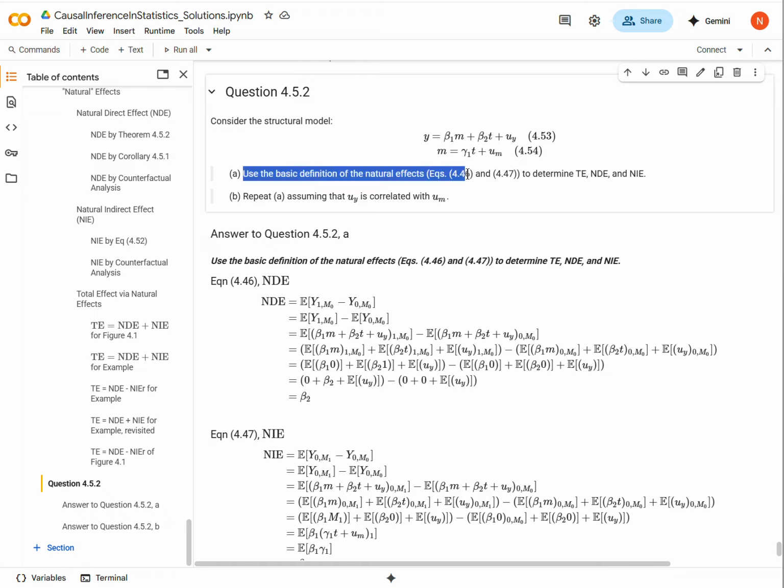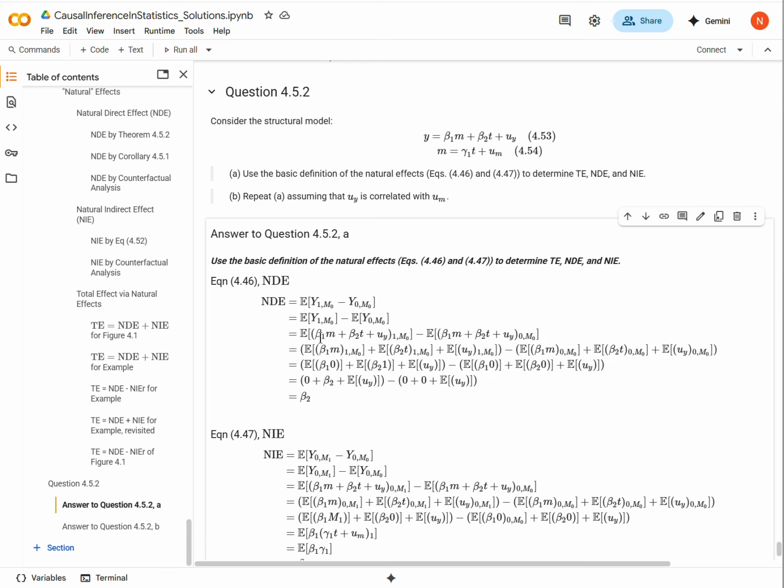We're going to use the basic definitions of natural effects, natural direct effect and natural indirect effect, to find the natural direct effect, the natural indirect effect, and the total effect. And these equations we'll see as we go along here, so I didn't publish them here. Then we'll repeat this, assuming that the error terms are correlated.